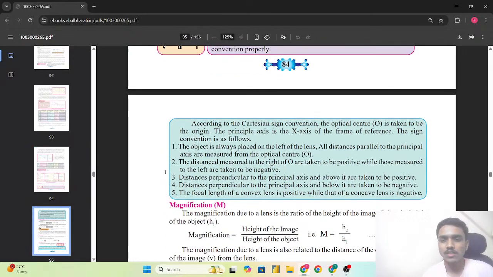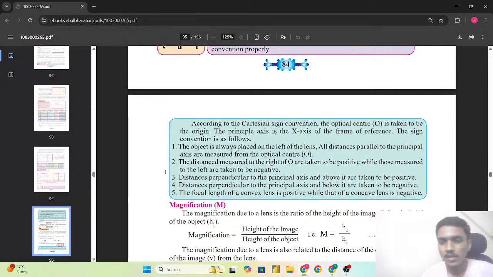So according to the sign convention, the optical center O is taken to be the origin. Principal axis is the x-axis of the frame of reference. The sign convention is as follows. First, the object is always placed on the left of the lens. मतलब object जो भी placed किया जाएगा, that will always be on the left hand side of the lens. मतलब अगर lens यहाँ पर होगी तो according to the lens, the object will always be placed on the left side of the lens.